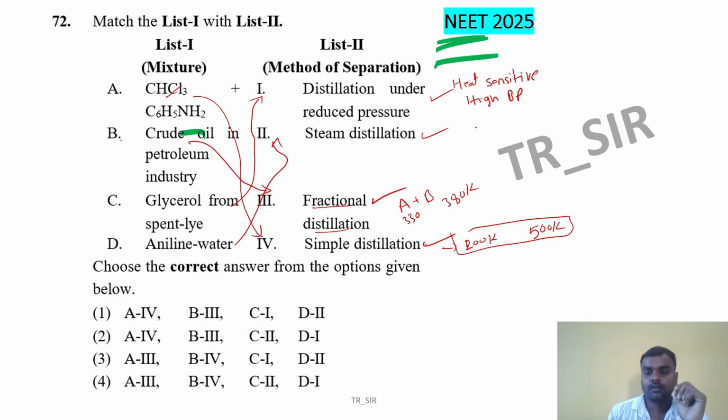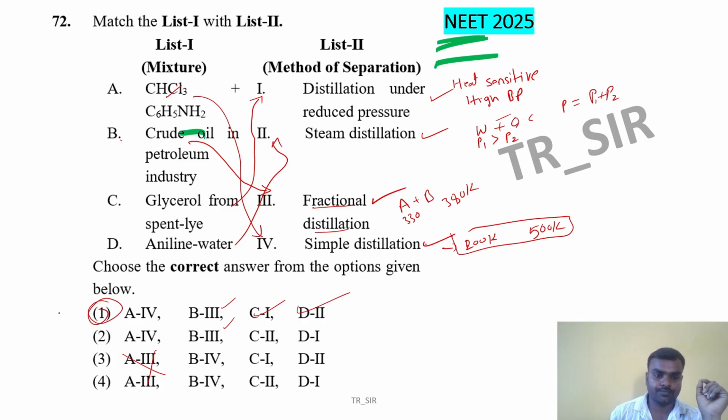In steam distillation, we take water steam as well as the organic compound liquid we are separating. This pressure P1 is more than P2. Then the total external pressure must be equal to P1 plus P2; only then does it start vaporizing. So we have A4, and two options are eliminated. Then B3, where we have both cases. Then C1, then D2. So the right answer for this is option 1.